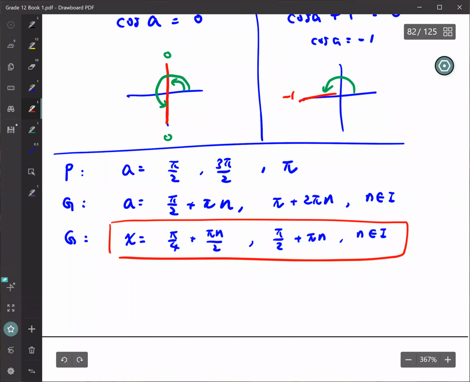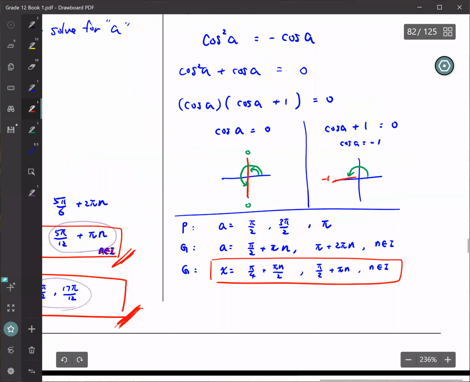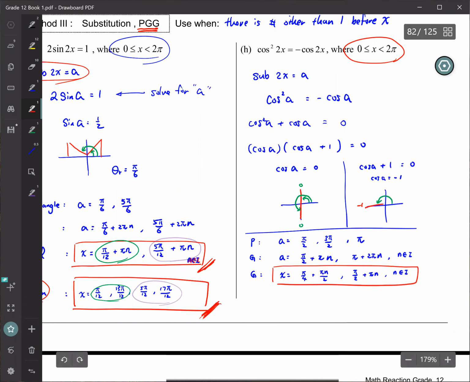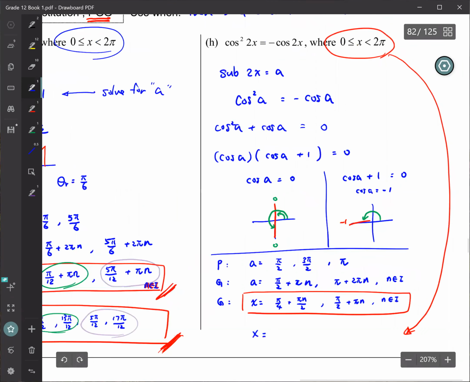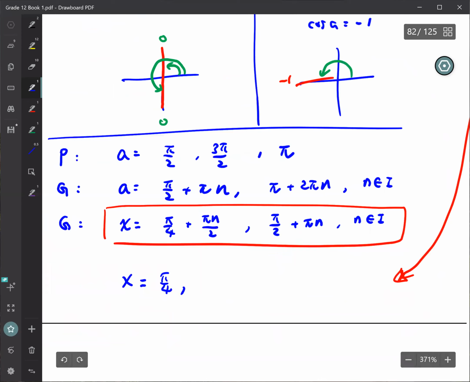But the question also has a domain, right? The domain is 0 to 2 pi. So you only look at the domain at the final step, okay? So for your final answer that we want to keep, you can start with n equal to 0. n equal to 0 will be pi over 4. And then we'll try n equal to 1. n equal to 1 means you add half a pi.